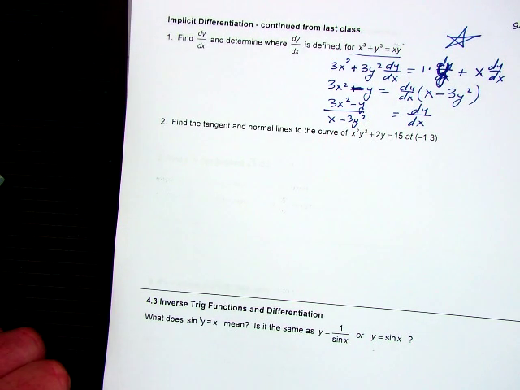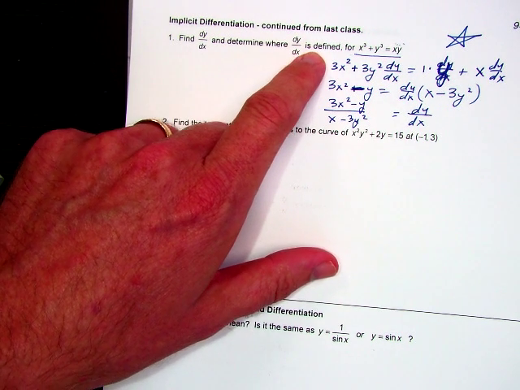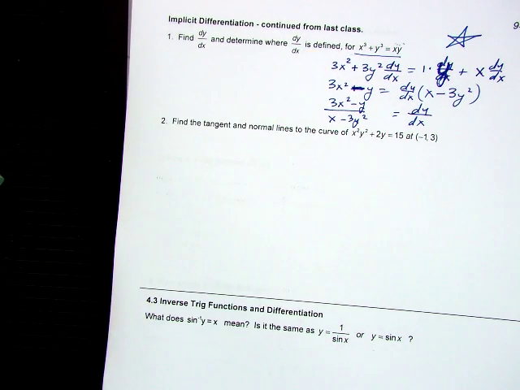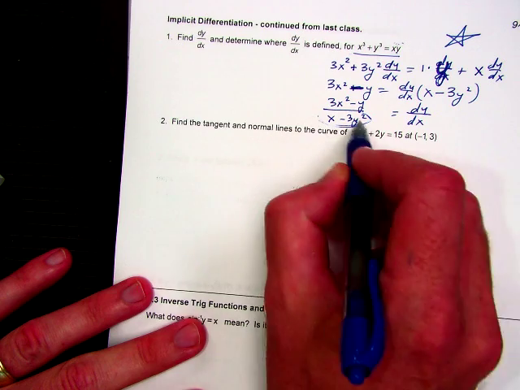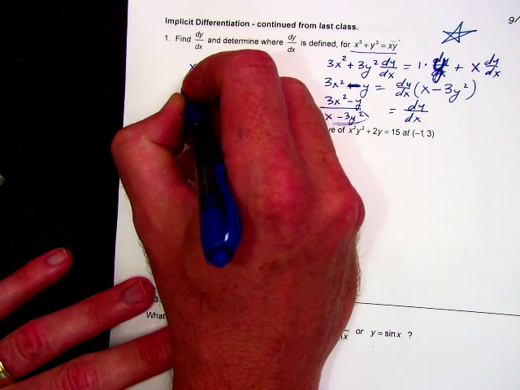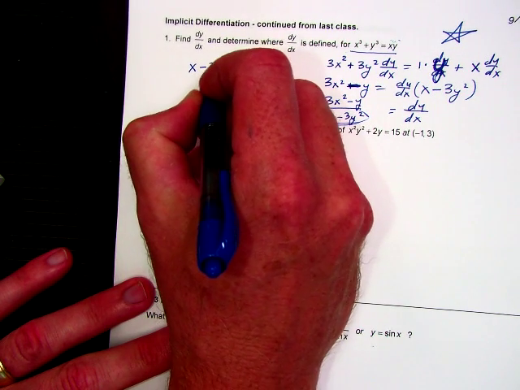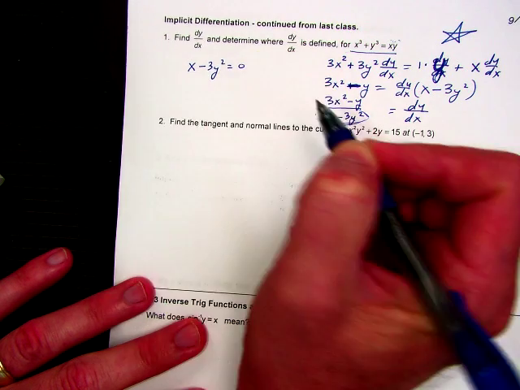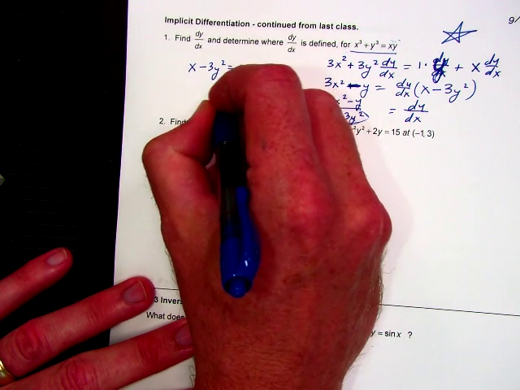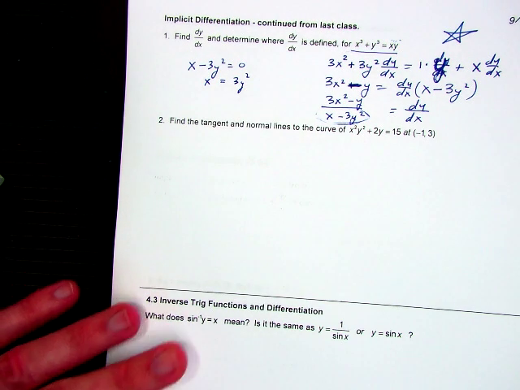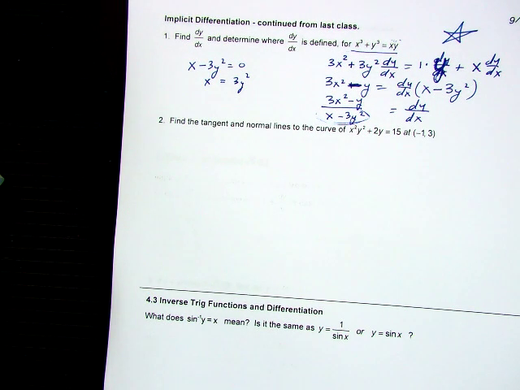Okay? Now we need to find out where it is defined. By doing that, first of all, I'm just going to find where it's not defined. And it's going to not be defined whenever the denominator is equal to 0. So I'm going to have x minus 3y squared is equal to 0, which is also saying 3y squared is equal to x. So whenever that relationship exists, we are going to be undefined.